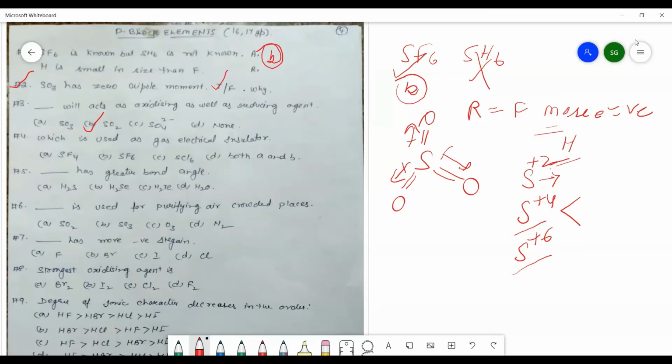Now the next question is, which is used as a gaseous electrical insulator? A gaseous electrical insulator means one which is inert, which is unreactive, which cannot be hydrolyzed.